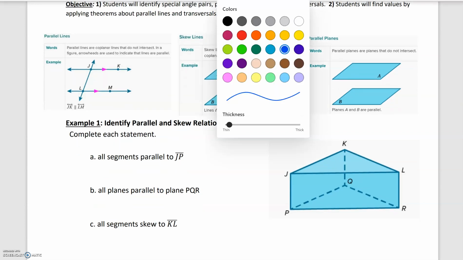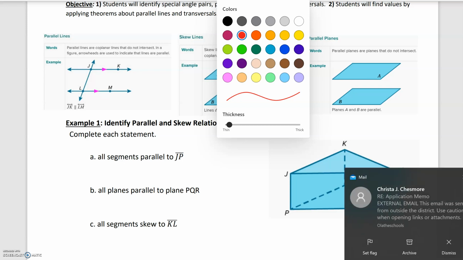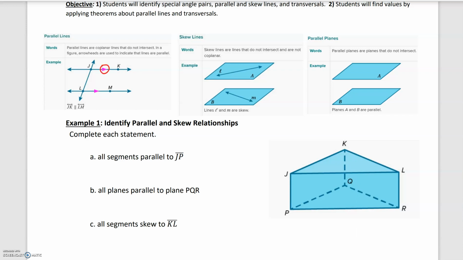So what are parallel lines? Well, we've been talking about parallel ever since middle school: two lines that never touch. So we have an indicator with our arrows here that these are parallel, and then we have our little symbol for parallel lines. They do not ever touch, and again, those arrowheads are indicated on there to show that those are parallel. Skew lines are two lines that basically just don't intersect, and they're not coplanar, and they're not parallel, so they don't really have too much of a relationship. Parallel planes, two planes that never touch.